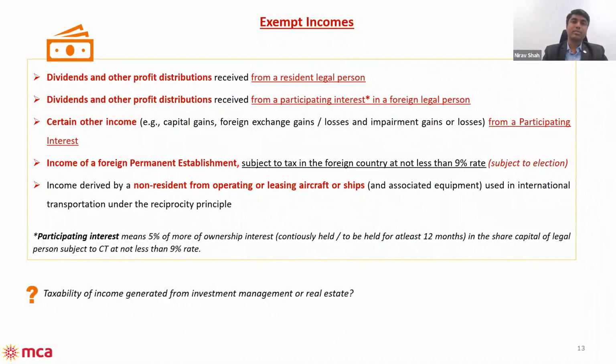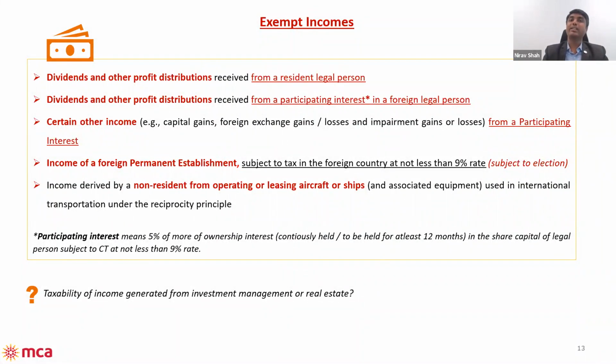Here, the important question is what will be the taxability of income generated from investment management or real estate activities. First of all, to determine the taxability of this income, we will have to first understand whether we are a resident or a non-resident. And based on that, we will have to see whether the income which I have generated is falling into the exempt category. If it's not falling into an exempt category, it may be taxable. Again, I'm repeating, the taxability will depend upon whether you are a resident or a non-resident.